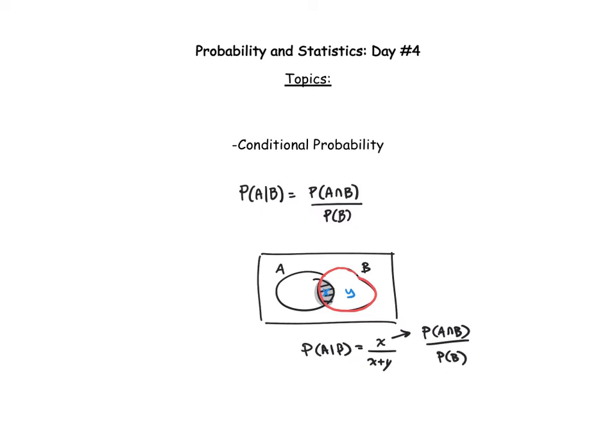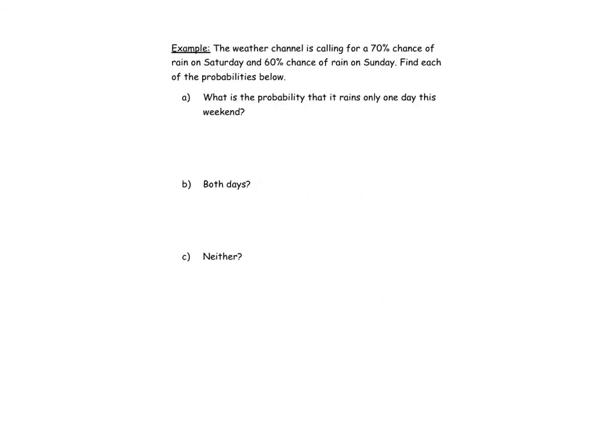Okay, so let's use this practically in a few examples. All right, let's first look at an example that won't necessarily use this idea of conditional probability yet, but it's a good example to consider. Weather Channel is calling for a 70% chance of rain on Saturday and 60% on Sunday. Find each of the probabilities below. What is the probability it rains only one day this weekend?